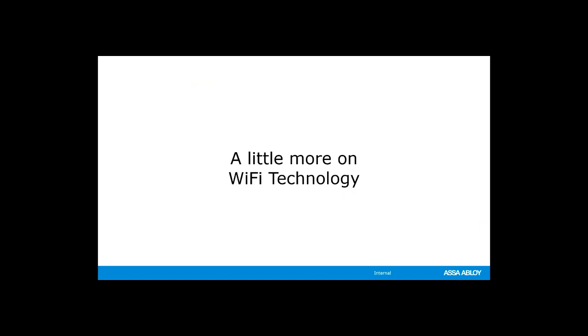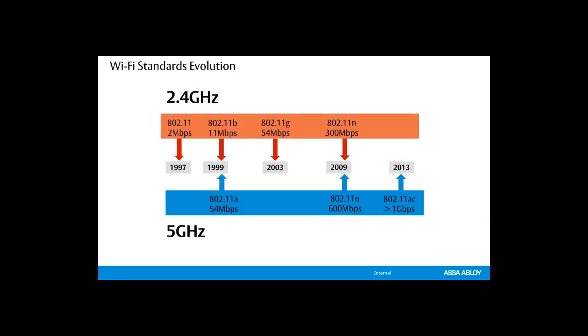A little bit more on Wi-Fi technology. Shown here is the evolution of the Wi-Fi standard for 2.4 gigahertz versus 5 gigahertz. Over the years, the capacity to carry more information has greatly expanded. In 1997, the bit rate was only 2 megabits, which is equivalent to 2 million bits of information per second. In 2013, the bit rate increased to more than 1 gigabit, which is more than 1 billion bits per second, and continues to increase.